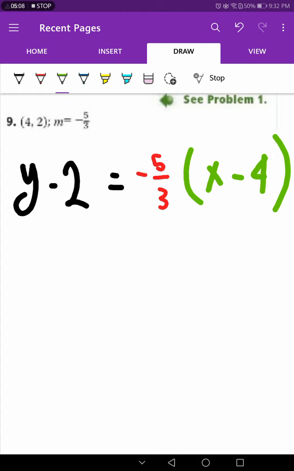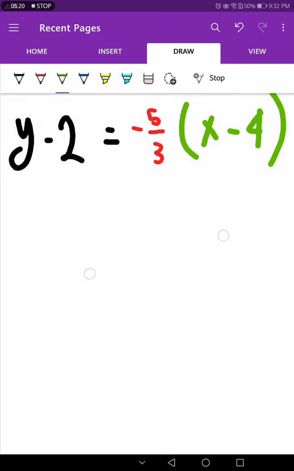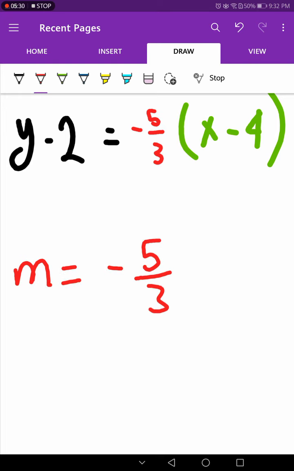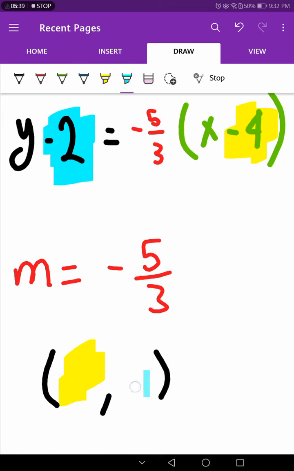So the point slope equation is y minus 2 equals negative 5 over 3 multiplied by x minus 4. Suppose you have this equation and he asks you what is the point and what is the slope. Directly the slope is negative 5 over 3, and the point is, this is the x side, I put it here, and this is the y side, I put it here. But be careful, when you reverse it, you have to reverse the sign. So this is 2 and this is 4. We are done.